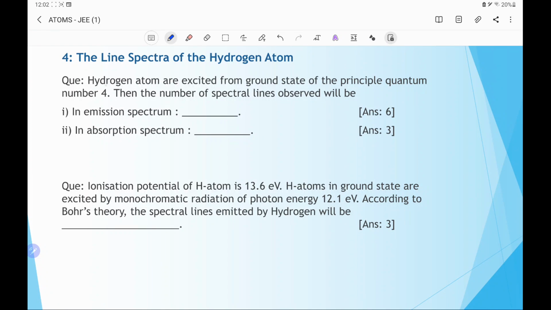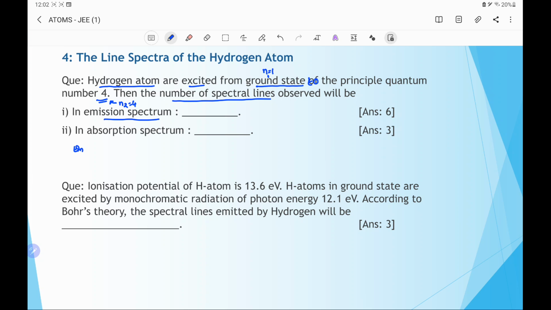Next question is, hydrogen atom are excited from the ground state. Ground state refers to the first orbit, and the principal quantum number 4 refers to the fourth orbit, that is n2 equal to 4. Here n1 is equal to 1. Then the number of spectral lines observed will be in emission spectrum.